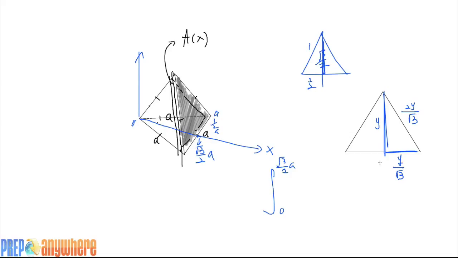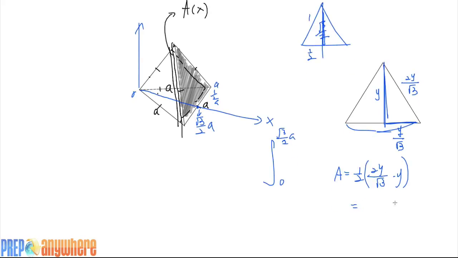So from this label, you can see that the base will be 2y over √3. The height is y, times a half. This is the area. So we get y squared over √3. So in terms of x, it'll be x squared over √3. So that's the volume integrand. If we integrate that from 0 to √3 over 2 a, we get the volume.